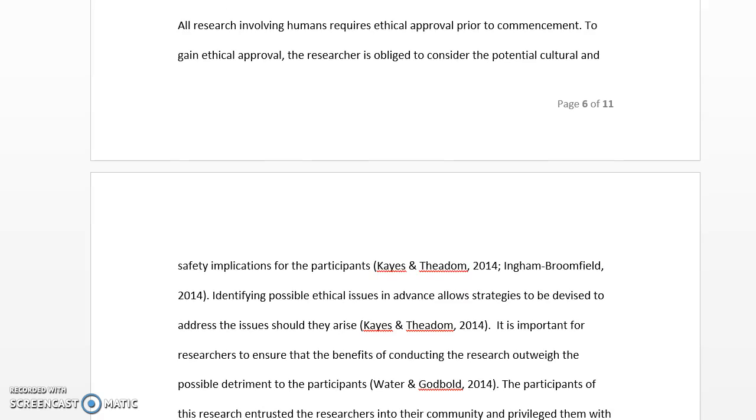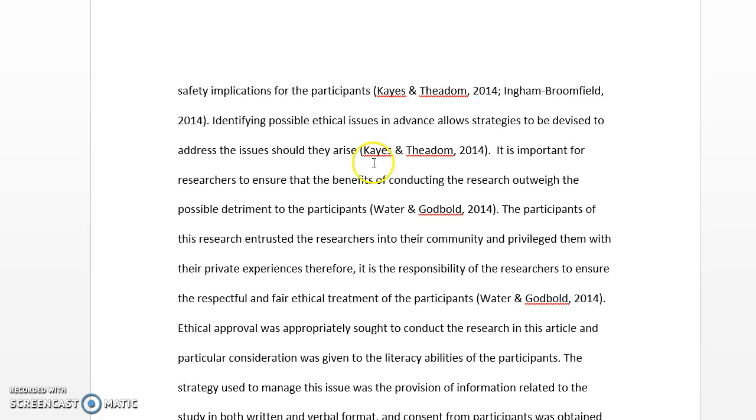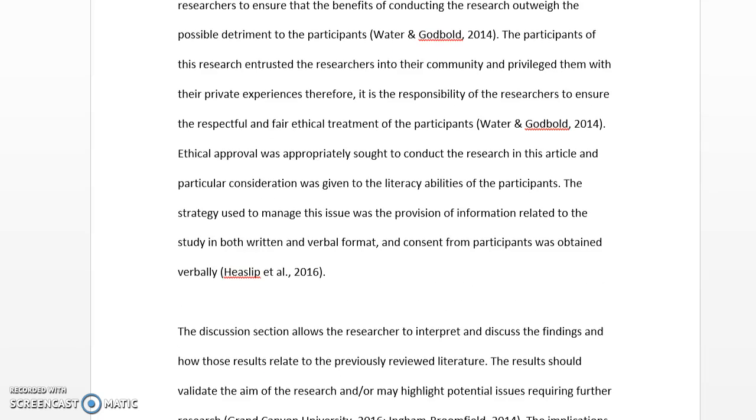Talking about ethics here, now she talks about the ethical issues that are likely to be a problem, and that the benefits should outweigh the negative side, the detriment, for the participants. So here she says they did it.